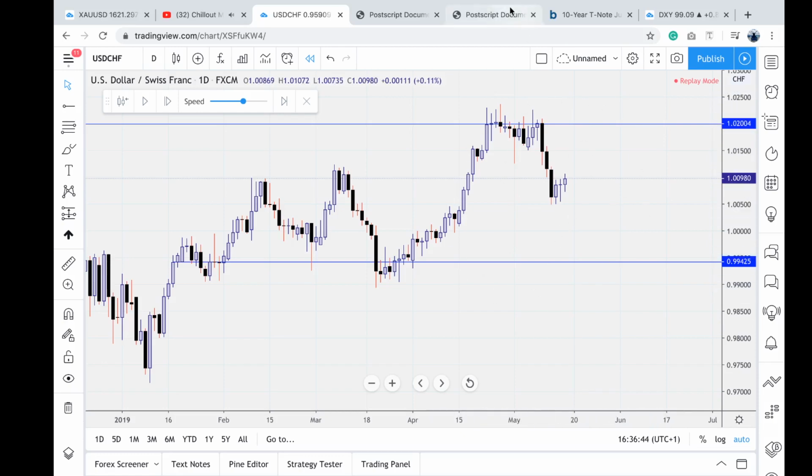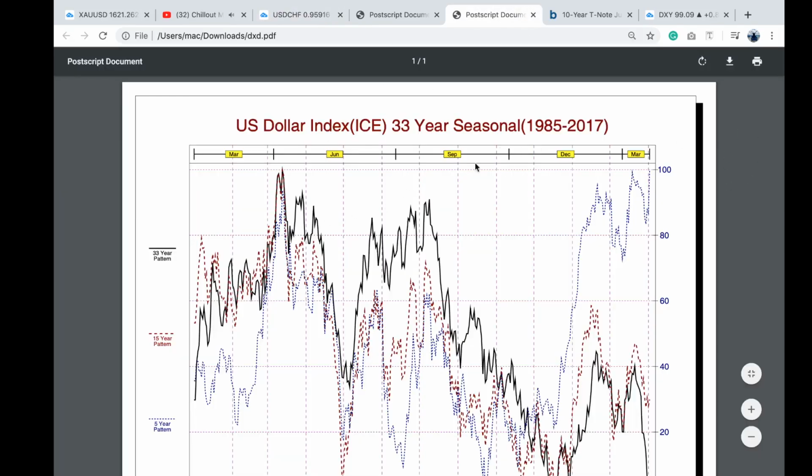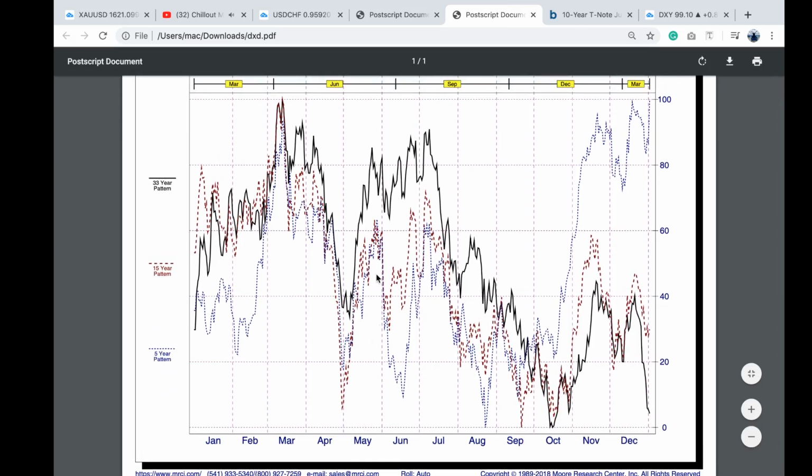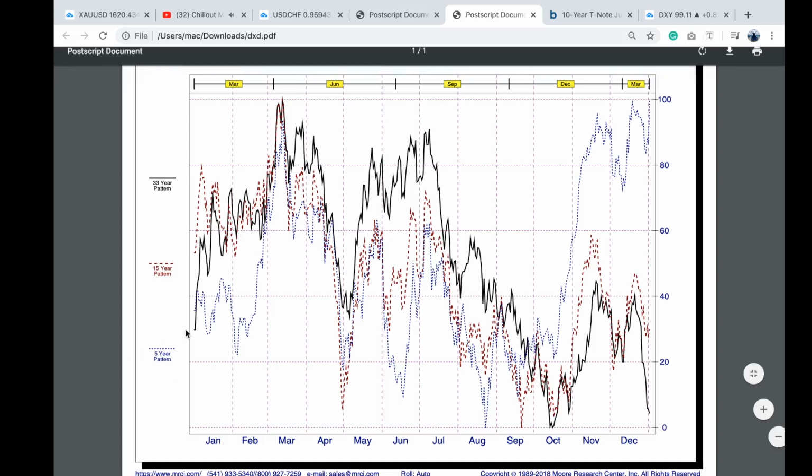So looking at the seasonal tendency of the US dollar, we can see around the month of May, a major swing usually forms around May going into June. The black line is 33-year historical price data of the DXY. The red dotted line is 15-year historical price data of the DXY, and the blue dotted line is 5-year historical price data of the DXY.